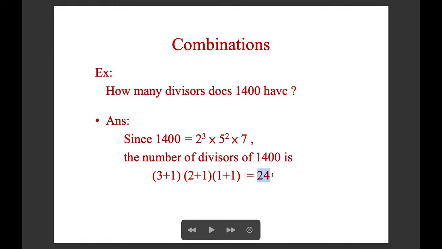We don't need to do the minus 1, because the case that we are not selecting any 2, not selecting any 5, not selecting 7, it represents the number 1. Okay, so 1 is a divisor of 1400. So there are 24 of them.